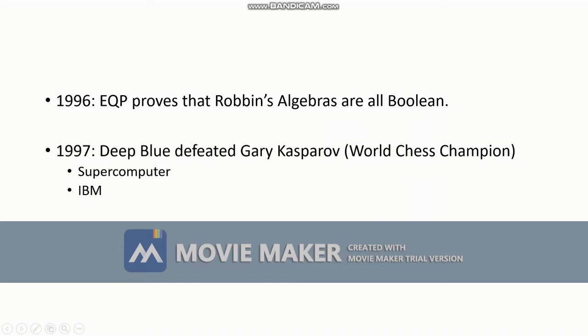In 1997, there was another great achievement, Deep Blue. It is a supercomputer created by IBM. It defeated the world chess champion at that time, Garry Kasparov. It was a great accomplishment because till that time there was not a single machine which was able to defeat a human being. But if you see the scenario now, can you find a single person who can defeat the best supercomputer, artificial intelligence machine? No, you won't find one. So that was a great achievement in 1997.